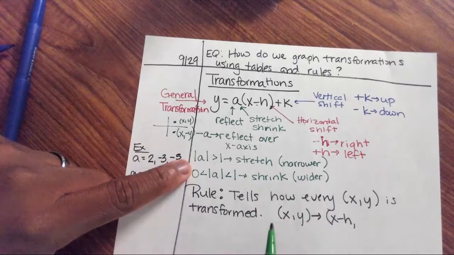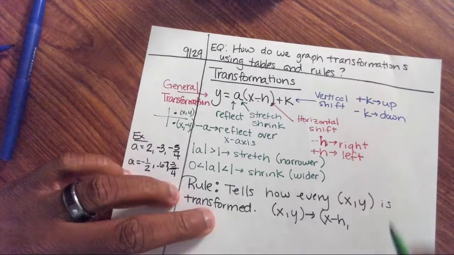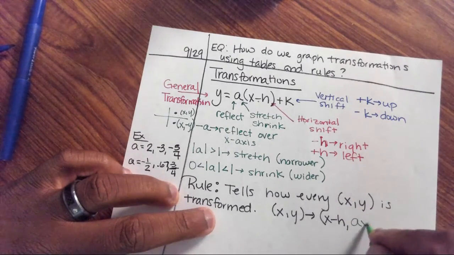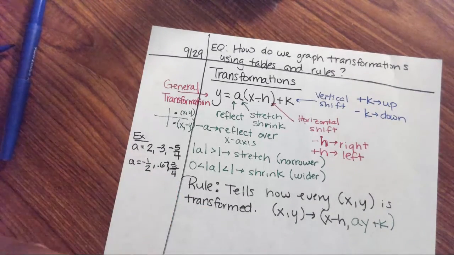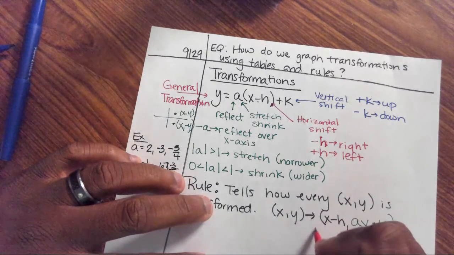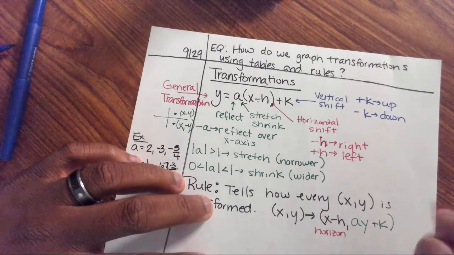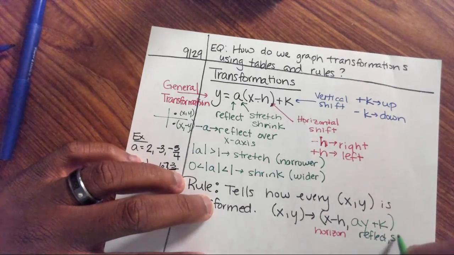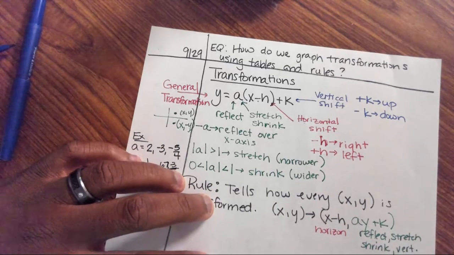Stretches and shrinks, they also affect the y values. And the vertical shift also affects the y value. So we say this is going to be a y plus k. So this is affected by the horizontal movement. x is affected by the horizontal. When you reflect, stretch, shrink, and your vertical movements all affect k.